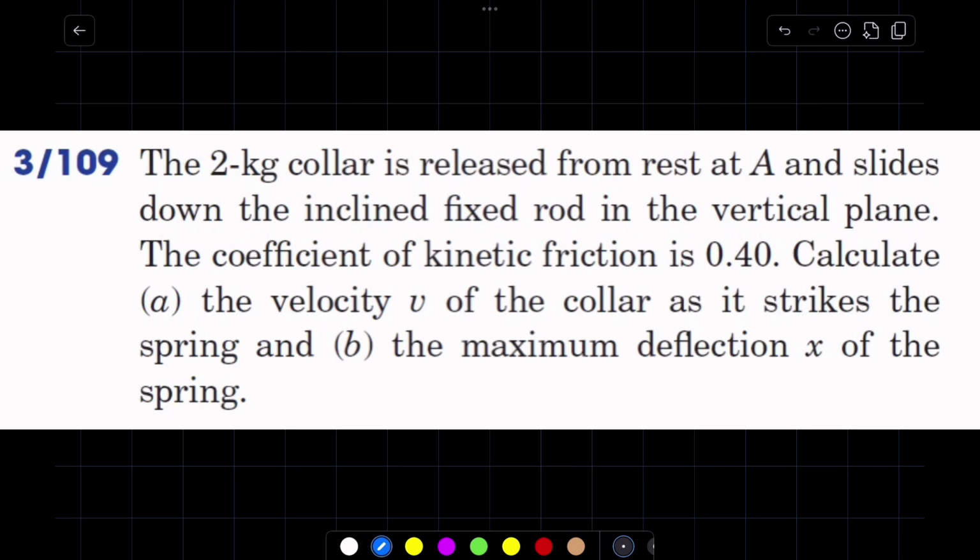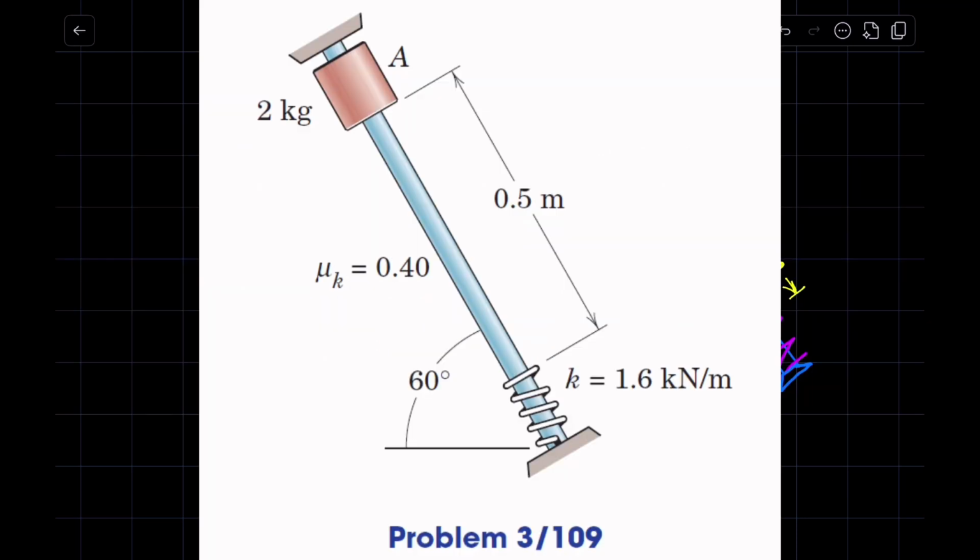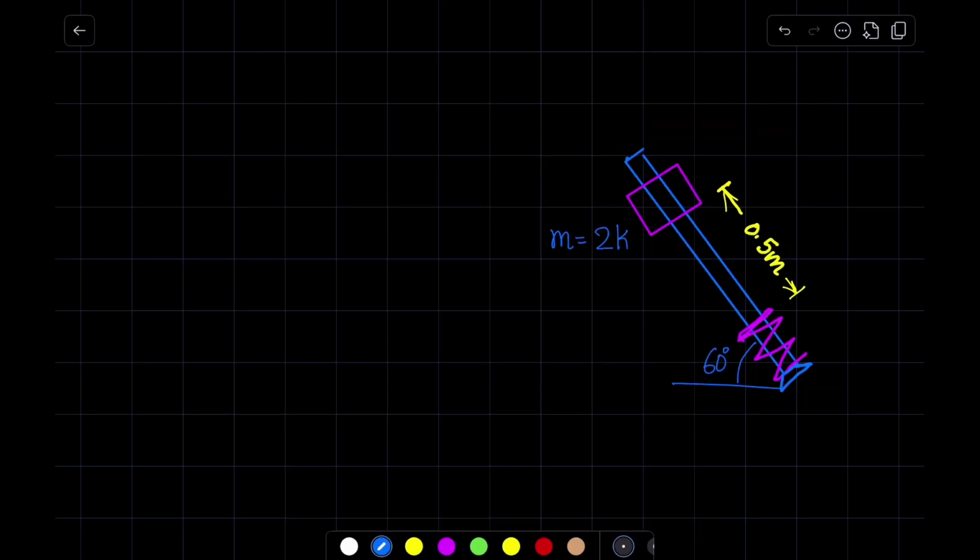Hello everyone, I'm going to solve this problem. You can pause this video and read the whole problem, and please also see the image very carefully. Now I'm going to start solving this problem.